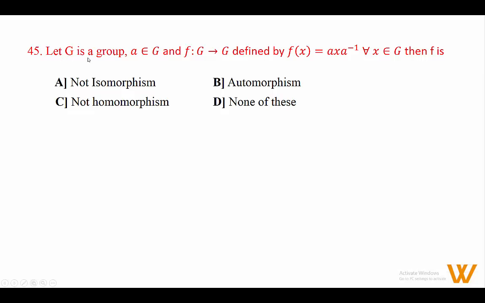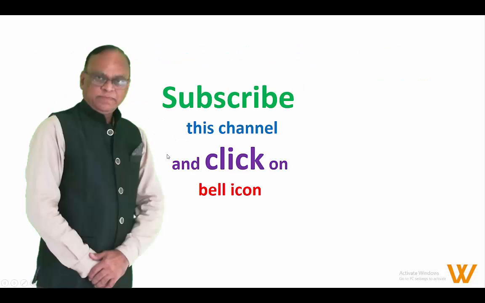45. Let G be a group, A belong to G, and f from G to G defined by f of x equals A x A inverse for all x belonging to G. Then f is an automorphism. The answer is option B, automorphism.